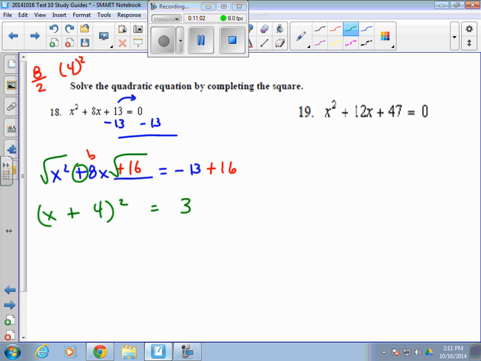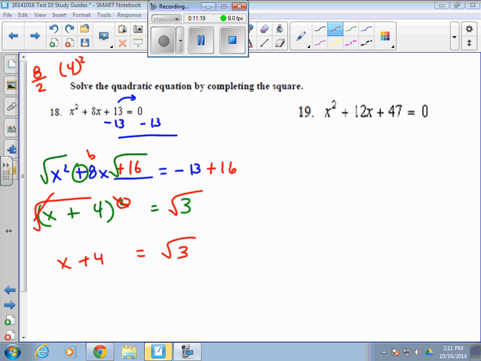Almost finished. Undo this squaring something by taking the square root. x plus 4. So if you take the square root of that side, it cancels out, leaves you with x plus 4. You have to take the square root of the other side, so you get the square root of 3. We can't simplify that one.